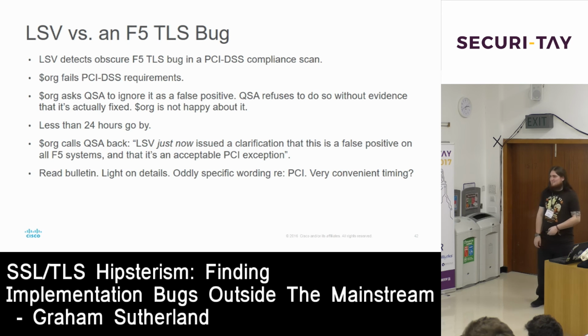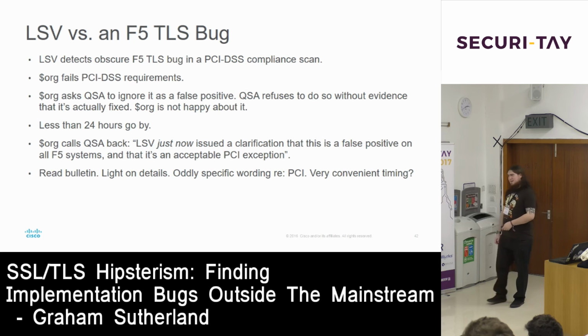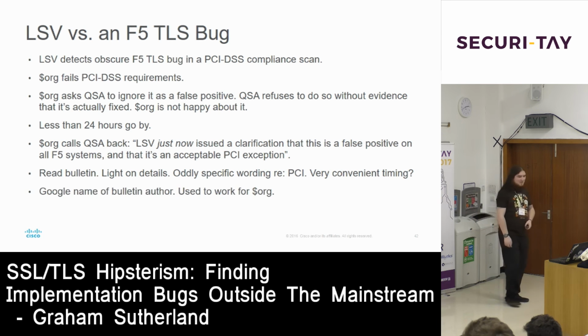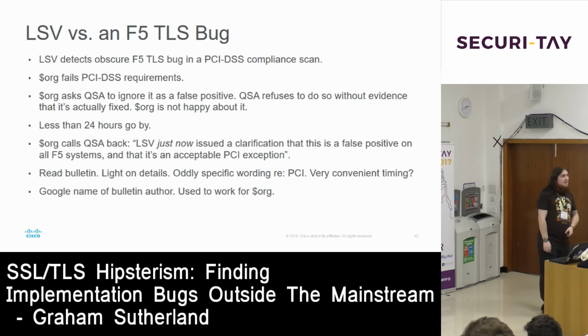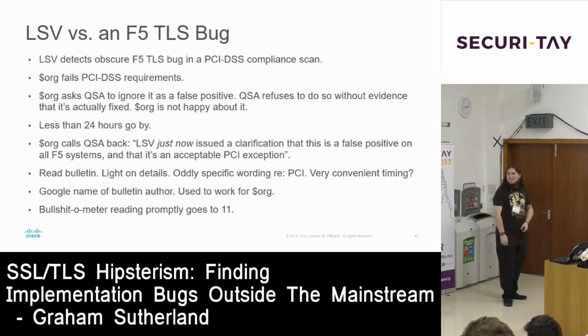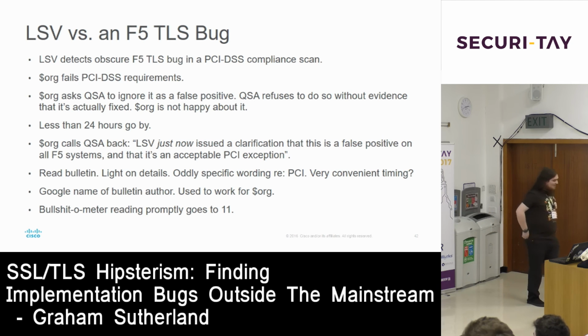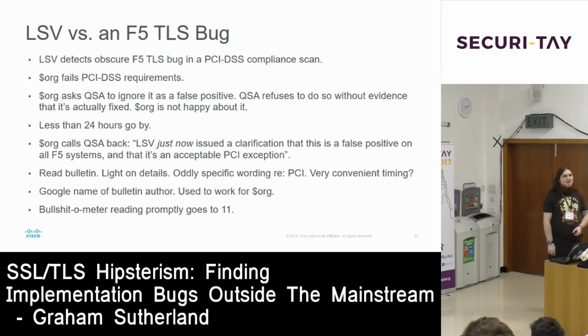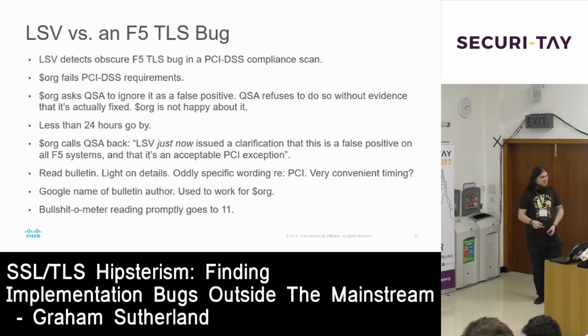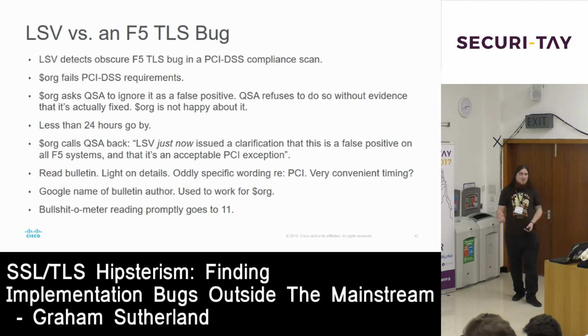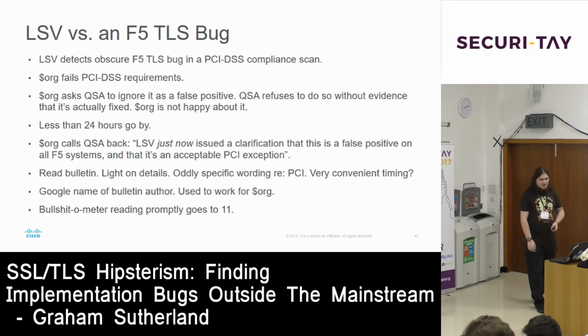And I read the bulletin and I go, it's kind of light on details, and it's very specifically worded towards PCI and very conveniently timed. So I Google the name of the guy who wrote the bulletin, and he used to work for the organisation. And my bullshit meter goes to 11. So this tool sort of came off the back of that, going, hang on, I need to check whether this bug actually exists, because I kind of can't trust this scanner vendor, because clearly there's a conflict of interest, and the timing was amazingly coincidental, particularly because I was on the phone with the person as they were reading that exact forum. Yes, it's a bit weird.